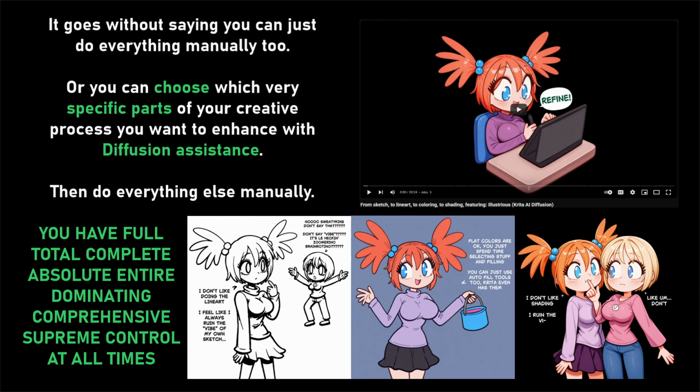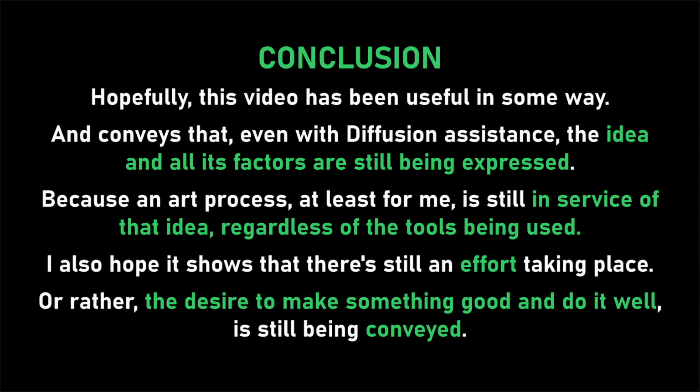Or as shown in this past video, you can pick and choose which specific parts of your process to enhance with image AI. You might only want to use diffusion assistance for the line art, the coloring, or the shading, for example. Again, you have full control at any time. Hopefully, this video has been useful in some way, and conveys that even with diffusion assistance, the idea and all its factors are still being expressed. Because an art process, at least for me, is still in service of that idea, regardless of the tools being used. I also hope it shows that there's still an effort taking place. Or rather, the desire to make something good and do it well is still being conveyed.